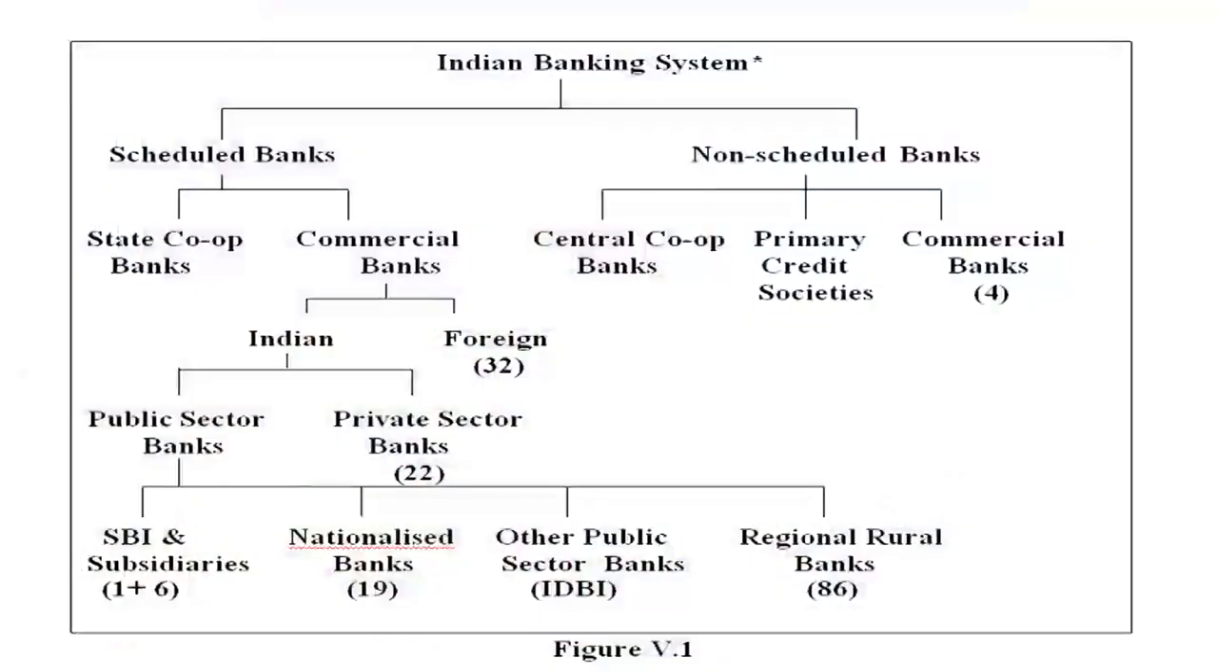So what I'm going to do, I'll show you some data. This is the banking system you saw. I have put one incorrect piece of information under scheduled banks. I should have put another thing. Some central cooperative banks are also scheduled banks. There is one error in the diagram. Central cooperative banks are also there in case of non-scheduled banks. But the village level ones, primary agricultural credit societies, are all non-scheduled banks. Okay.